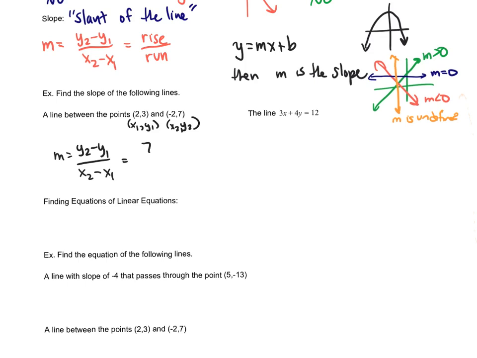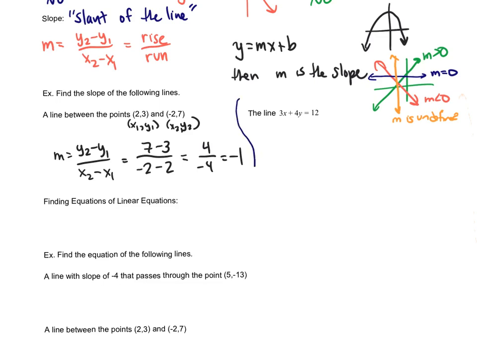So if I plug those numbers in, I'll get 7 minus 3, and then I'll get negative 2 minus 2. You could switch both of those, the 3 and the 7, and the negative 2 and the 2, but just make sure that you switch them both. So that would be 4 over negative 4, so that's negative 1. So this would have a slope of -1. So it'd be some line slanting down on our graph.